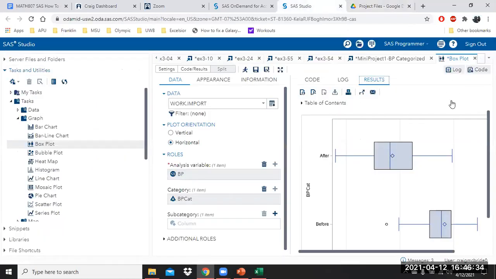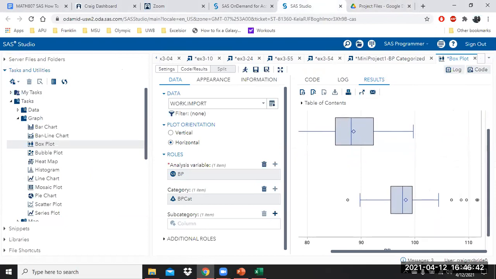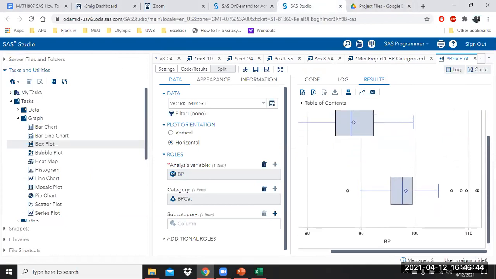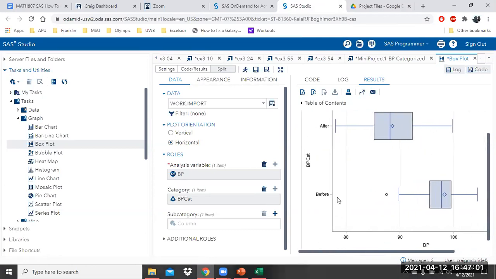Okay, so as I was saying, the reason why I think it makes more sense to have your box plot horizontal is because then it looks like a number line, right? They're sitting on a number line, oriented the way a number line is. It goes smallest to the left and biggest to the right. And so now you can see how the two groups relate to each other. Here's the before group down here. Here's the after group up here.